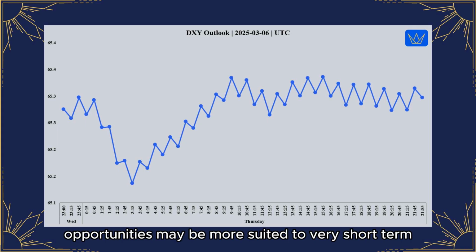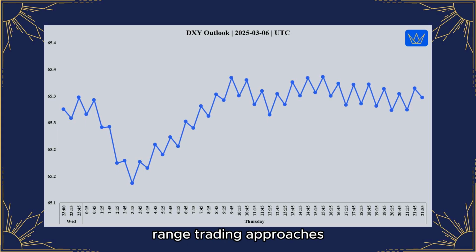Intraday trading opportunities may be more suited to very short-term, range trading approaches, given the lack of directional momentum indicated by the mass pressure data.